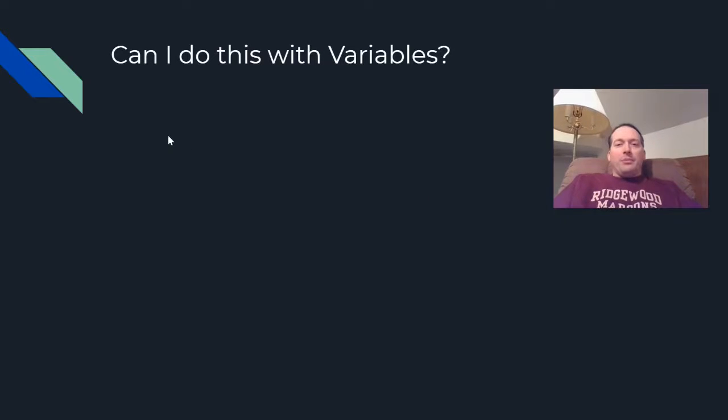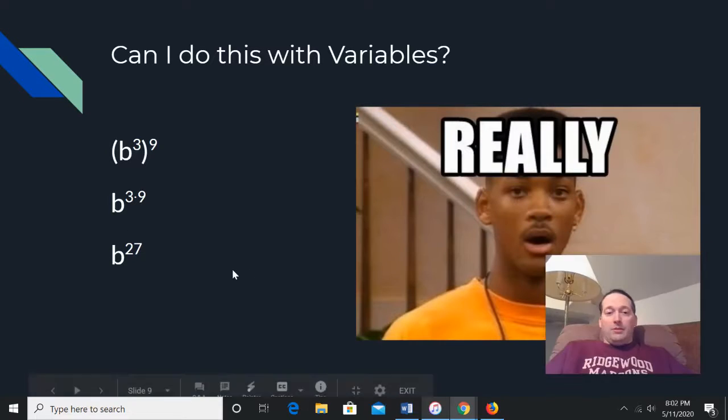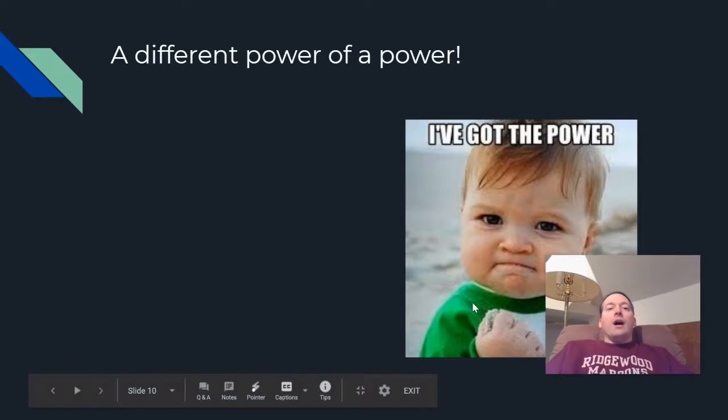Okay. So can you do this with variables? Of course you can. B cubed to the 9th power. Nothing different here. All right. So just because this is a B or a 3 or an 18 or a 97 or a negative 1/4, doesn't matter. You still do the same thing. So it's the base and then the power times the other power, the exponent times the other exponent. So 3 times 9 is 27, b to the 27th. I know, really. It's that amazing.